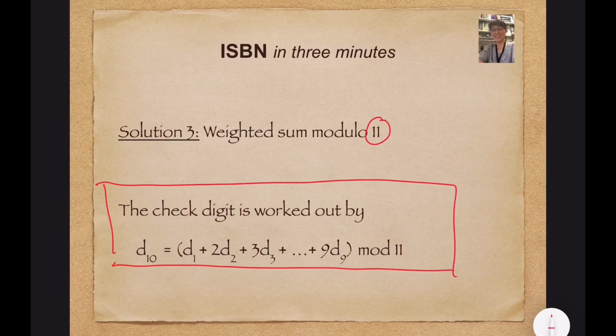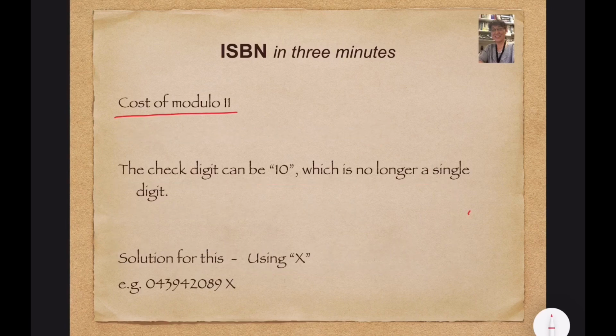For an ISBN number, the check digit is calculated by weighted sum and modulo a prime number, 11. The cost of modulo 11 is we introduced the possibility of having 10 as the check digit. And then we know 10 is no longer a single digit. The solution is to apply the Roman numeral X to represent this real 10. That's why sometimes you can see a book number with a capital X at the end.